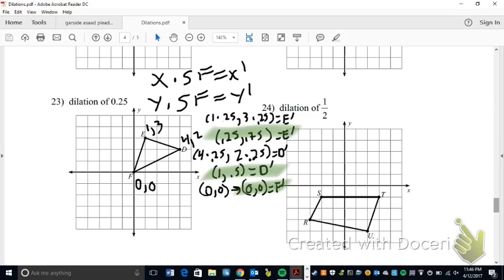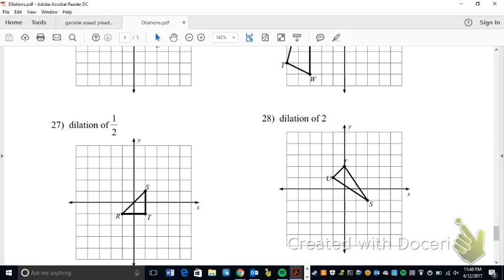And so those are our answers. E prime is 0.25, 0.75. D prime is 1, 0.5. And F prime is 0, 0. Now again, I'm not going to graph those right now because you don't need to. But on this next one, I'm going to show you that you can graph it as well if that just helps you visualize it, makes it seem more complete, whatever it takes.